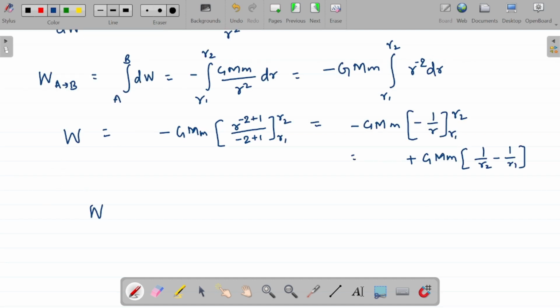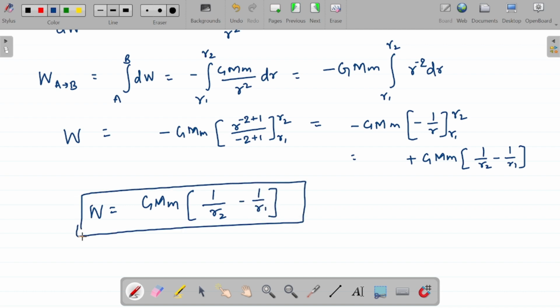Okay, so let me write it again. Work done equals GMm times (1 by r2 minus 1 by r1). So this is actually the change in potential energy when the body is moved from r1 to r2. If we take the negative of this, it will be the rise in potential energy, meaning the value by which the potential energy has increased. So let it be as it is. The change in potential energy can be given as this.